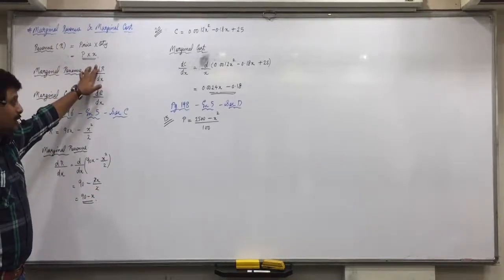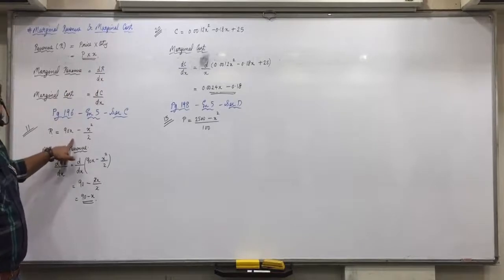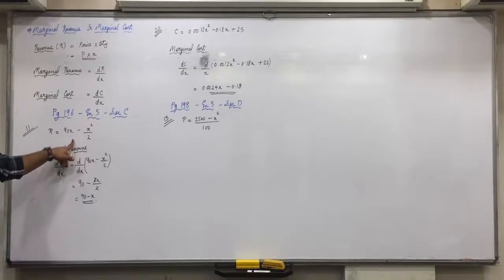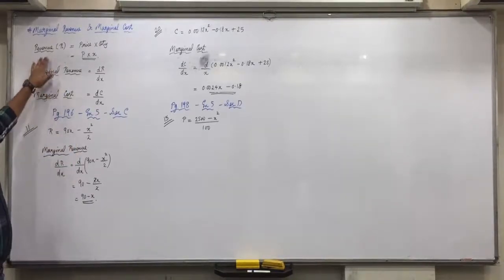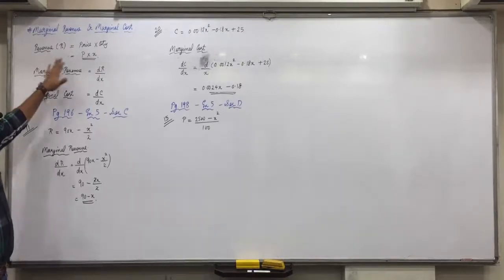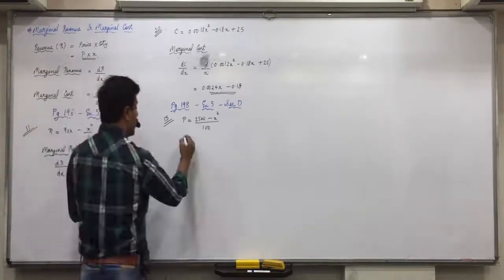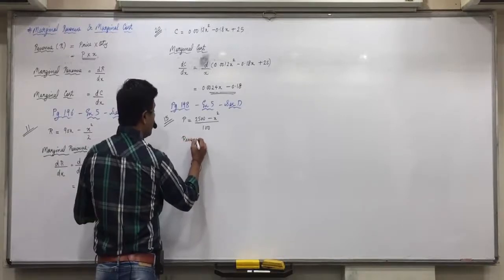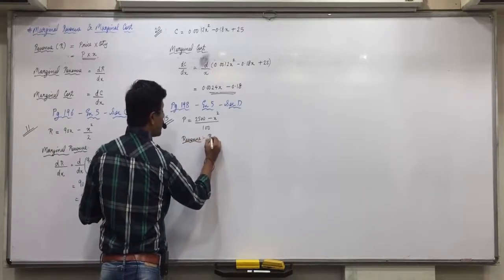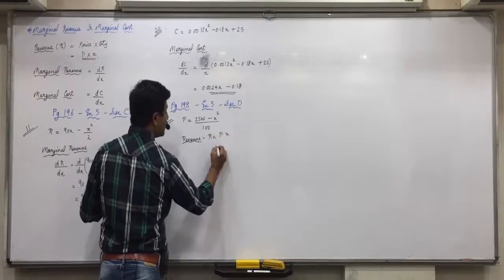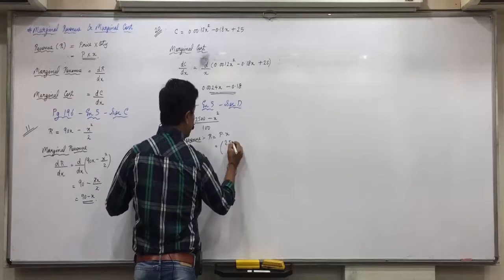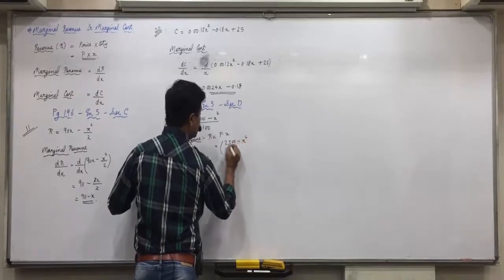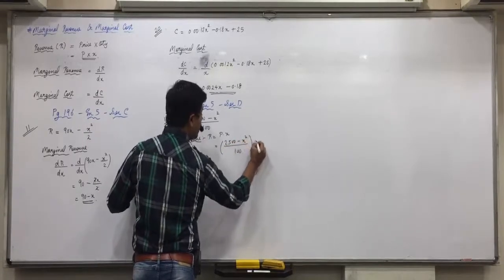In all the other questions which we did, the revenue function was directly given. And here what is given? The demand function, not the revenue function. So first of all, to find the marginal revenue, we need revenue. And that revenue is P into x. So write down: revenue R is equal to P into x. In place of P, 2500 minus x square upon 100, into x.